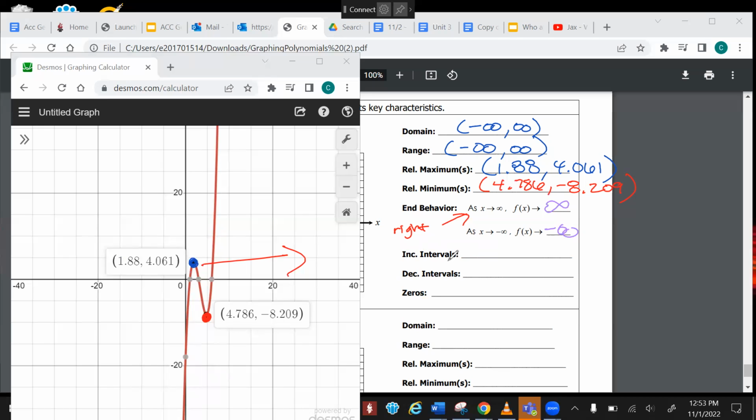So increasing intervals. That means it's going up. Okay. So imagine you're on Six Flags. You're in the little cart. Are you going up right now? Yes. That's happening from negative infinity to 1.88.